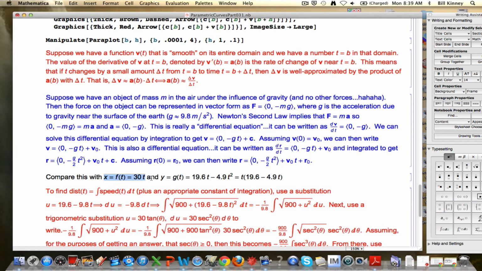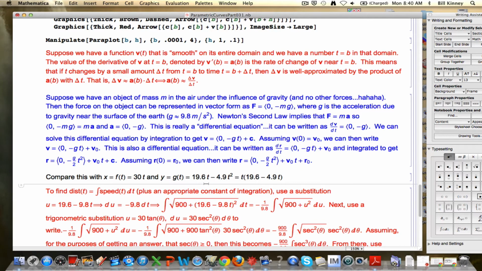What about the first component? You don't see a t squared term because of the 0 here. You do see a t term, 30 times t. Evidently 30 is the first component of the initial velocity. So the initial velocity vector has a first component of 30 and a second component of 19.6.